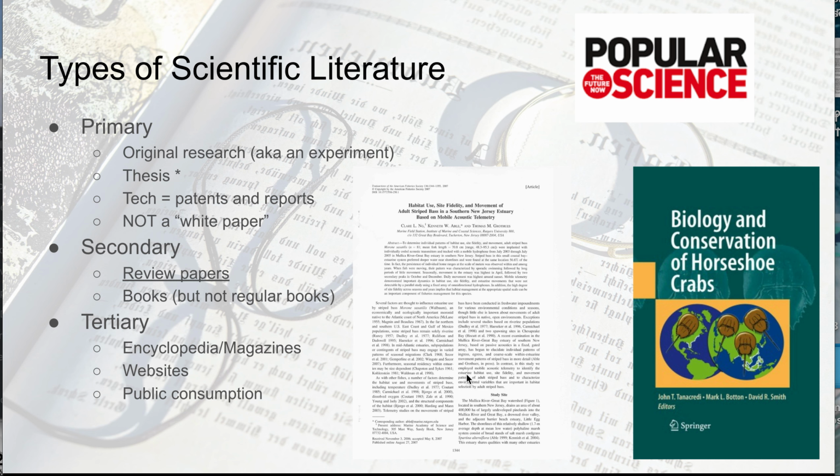And then there's also the types. So primary literature, aka the ones on an experiment, is a single report on a single experiment. These are most of the journal articles you'll see in scientific journals, a piece of original research, an experiment.